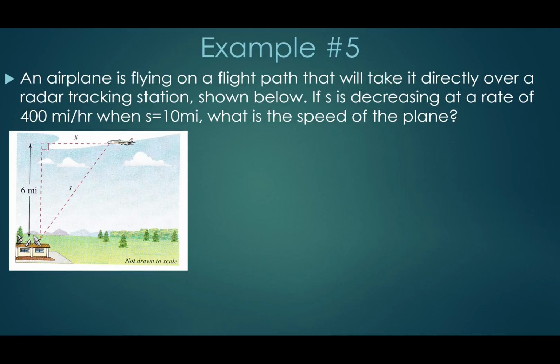Well, again, S right here is this diagonal distance from the tip of the plane to the radar tower, and x is the horizontal distance it's flying until it gets to the 6 miles. So in order to solve this, I need to talk about the general situation. I don't need to know about when s is 10 miles.